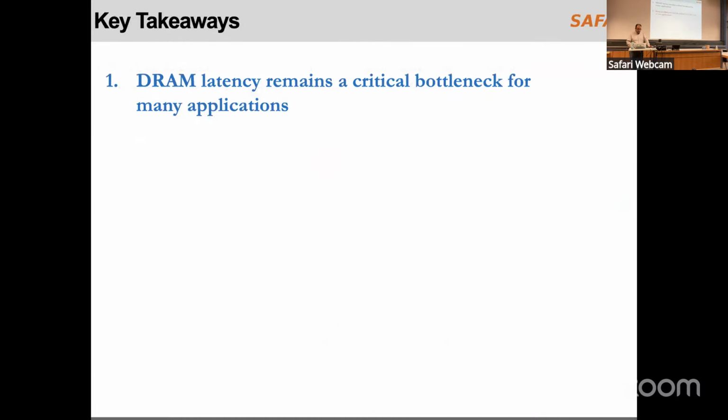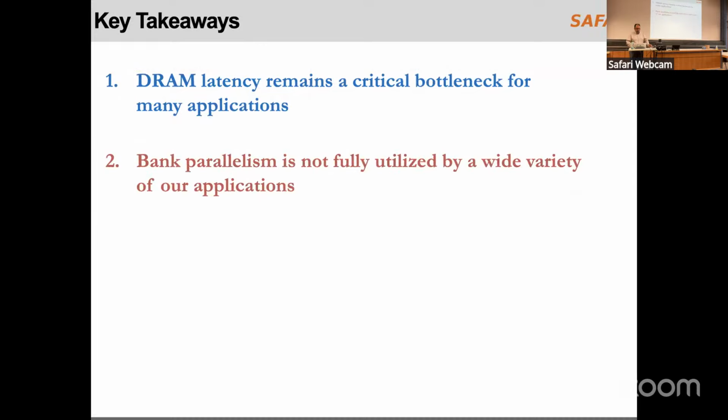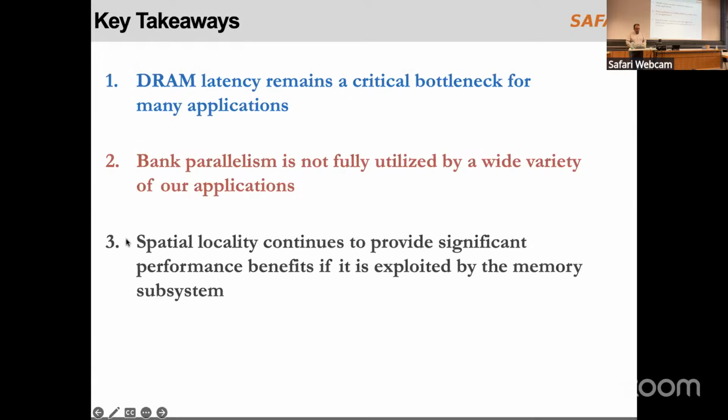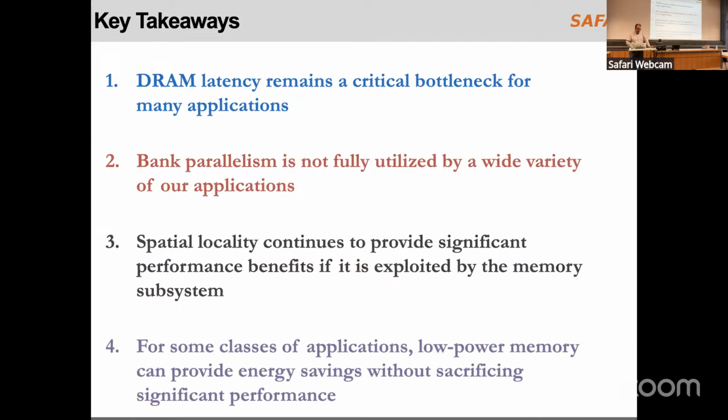There are a couple of takeaways here. DRAM latency remains a critical bottleneck for many applications. Bank parallelism is not fully utilized by a wide variety of applications. And spatial locality continues to provide significant performance benefits if it is exploited by the memory subsystem. That's probably one of the localities you can still rely on to improve performance. And for some classes of applications, low power memory can provide energy savings without sacrificing significant performance.